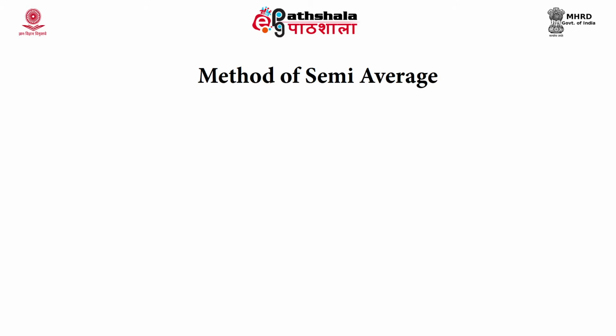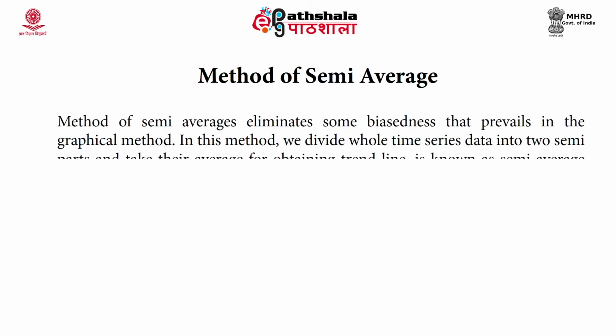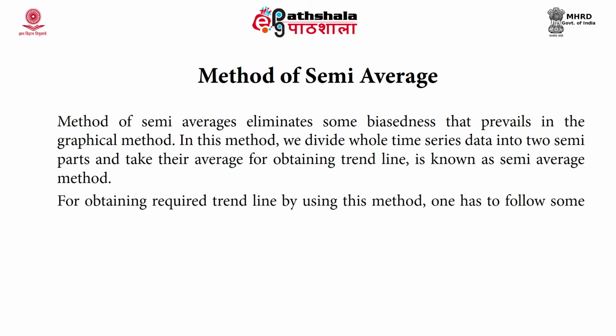Now come to the second method, that is the method of semi averages. The method of semi averages eliminates some biasness that prevails in the graphical method. In this method, we divide the whole time series data into two semi parts and take their averages for obtaining the trend line. This is known as the semi average method.